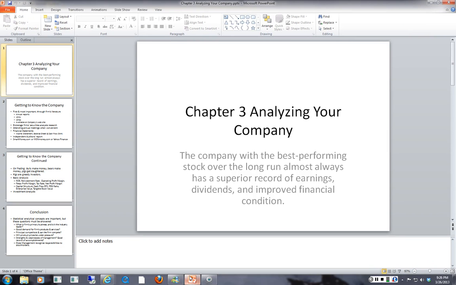Hi everybody. I want to talk about Chapter 3, Analyzing Your Company. As you can see on the screen, the companies that have the best performing stock over the long run are almost always the ones that have a superior record of earnings, dividends, and improved financial condition.